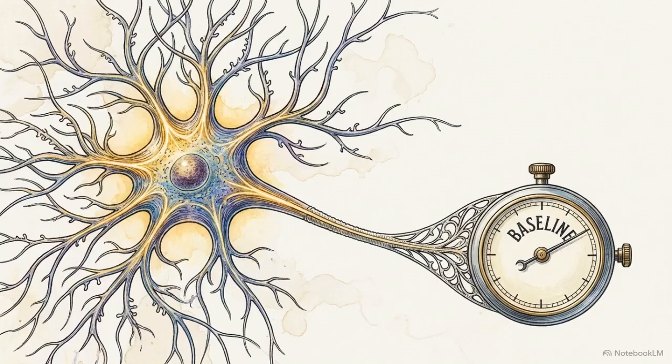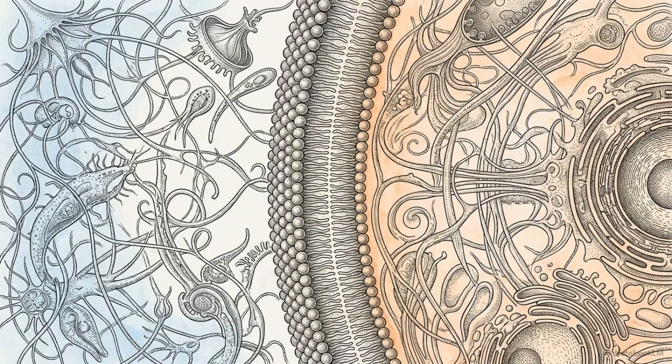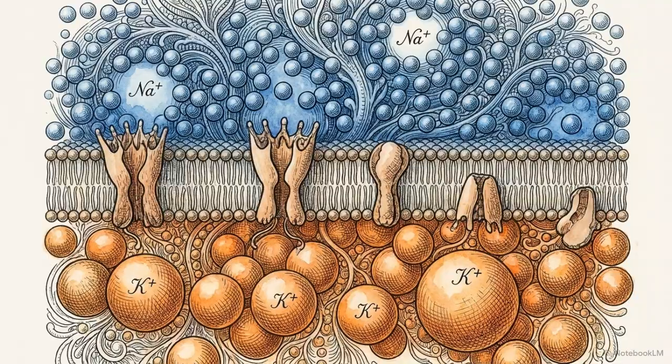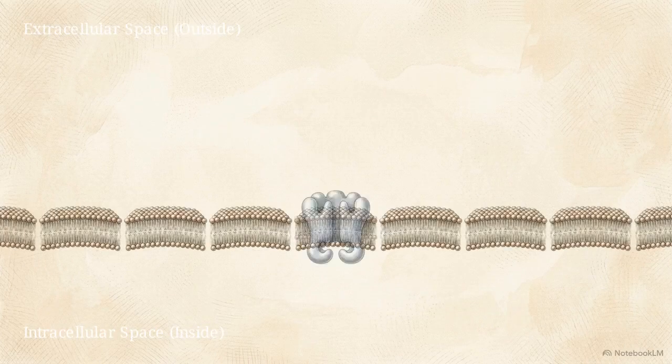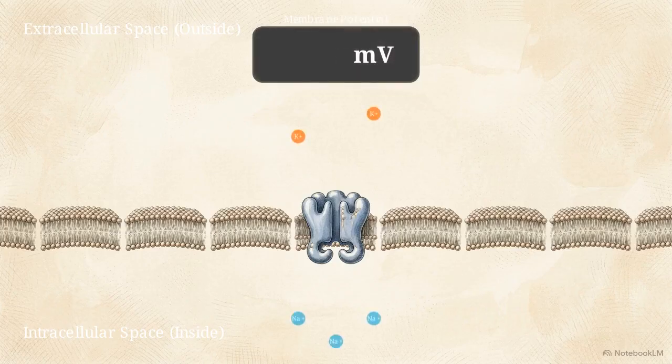Before a neuron can fire, it sits at a resting membrane potential of precisely -70 millivolts. This internal negative charge is dictated by a strict environmental setup, a high concentration of sodium ions outside the cell and a high concentration of potassium ions inside the cell. This diagram shows the cellular membrane, where a specialized protein called the sodium-potassium ATPase actively pushes 3 sodium ions out into the extracellular space and pulls 2 potassium ions in.